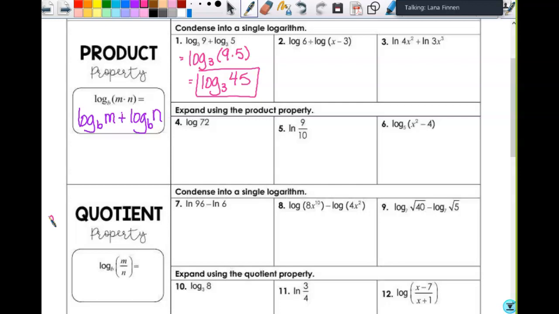So on number 2, log 6 plus log of x minus 3. And notice the x minus 3 is in parentheses. Anytime you have more than one term, it's got to be in parentheses. And so this can become log of 6 times x minus 3. All that has to be in parentheses like that. And then I need to distribute, so in the end this gives me log of 6x minus 18. Any questions at this point? All right, then you do number 3.